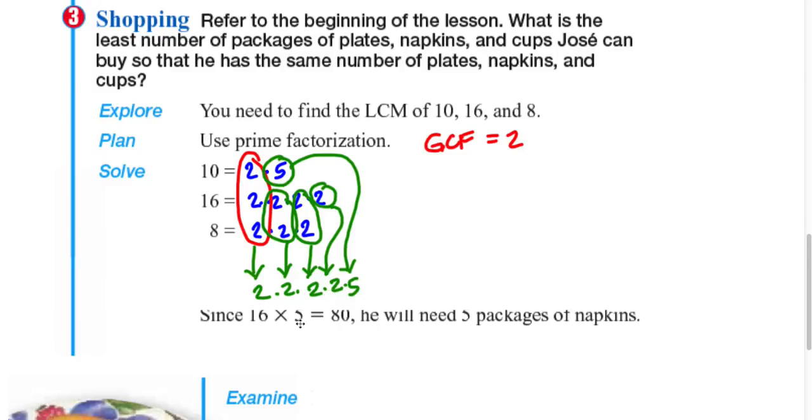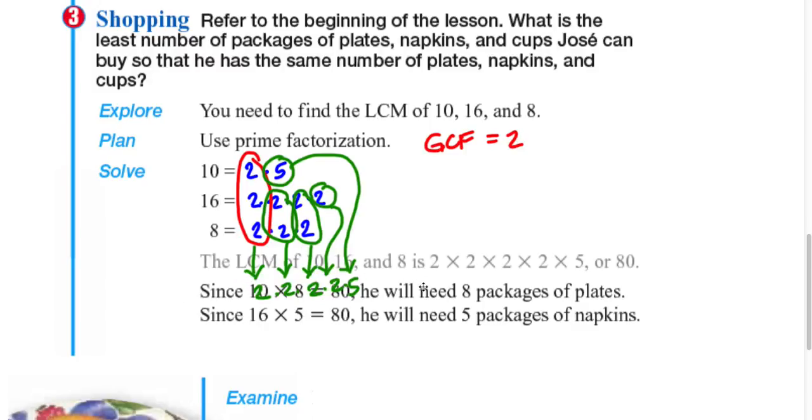That's right. So let's start answering the question. Let me bring these to the side so that it will not block the way. 2 times 2 times 2 times 2 times 5 will give us 80. Let me just erase it a little bit right here. There you go, so we can see the bottom. So we need to answer the question now. It's asking, what is the least number of packages of plates, napkins, and cups Jose can buy so that he has the same number of plates, napkins, and cups?